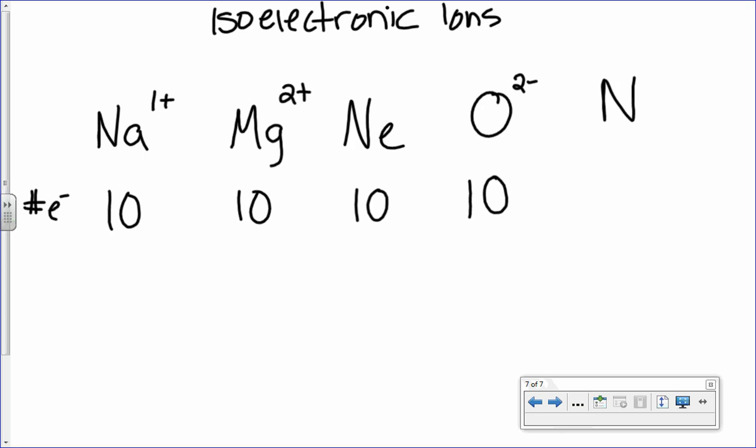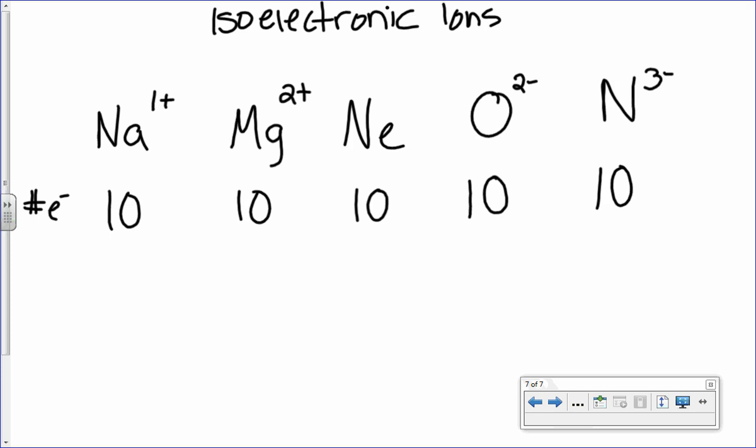All right, what about nitrogen? It has 5 valence electrons. So what's it going to do? Yeah, it's going to gain 3. So it started out with a total of 7 electrons. If it gains 3 more, what are we going to have? Boom. Okay? Those are isoelectronic. They all have the same number of electrons.